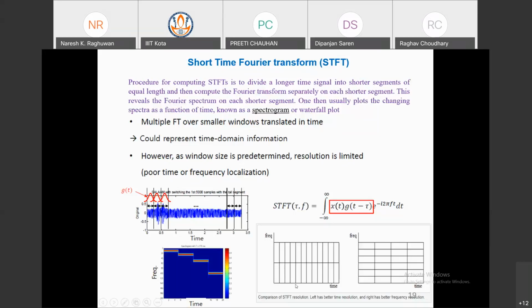Suppose some resolution is there, the comparison is resolution. On the left hand side the time resolution is very good, but the frequency resolution is very low. Time resolution is very good. In this right figure, the frequency resolution is also good.